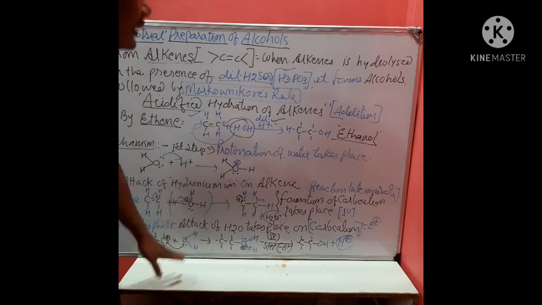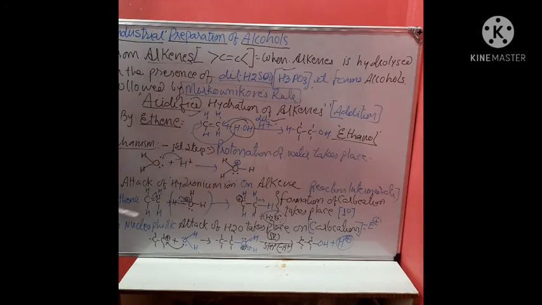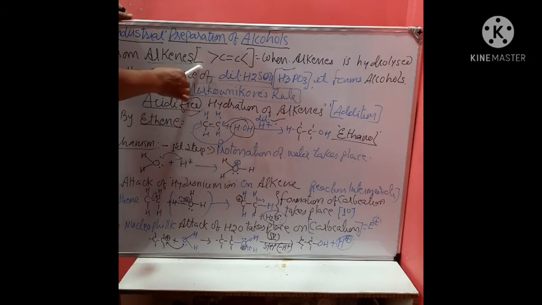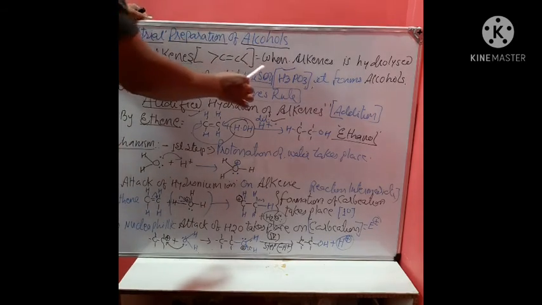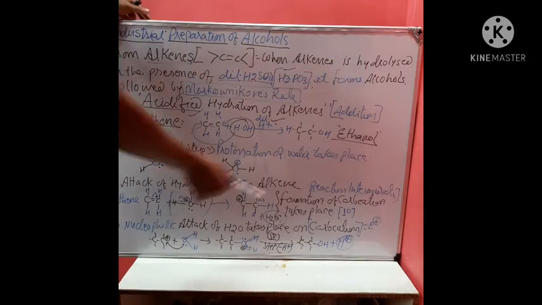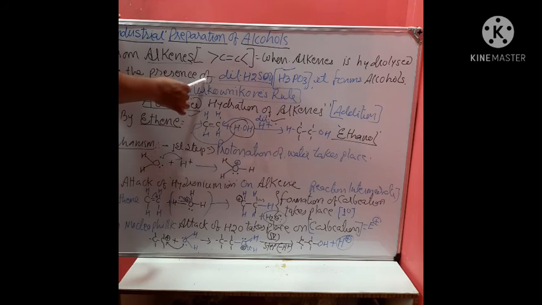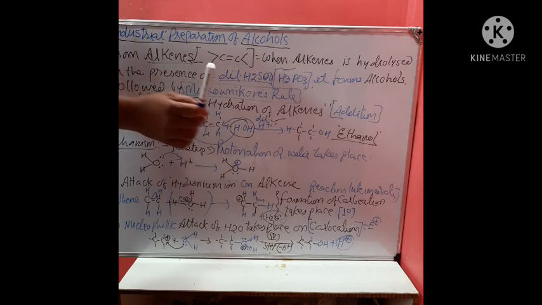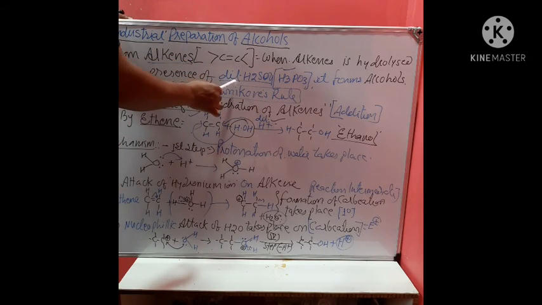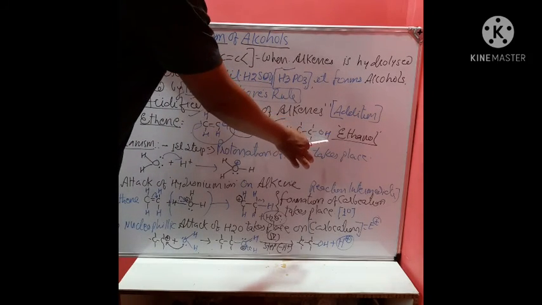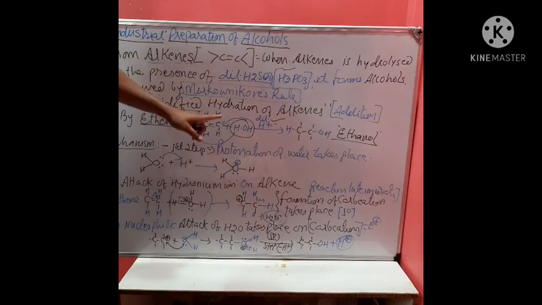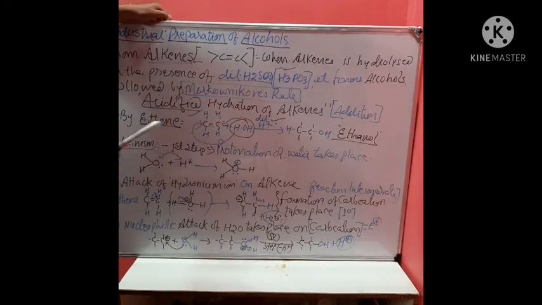Student, I told you this is the most important reaction. From alkenes. Alkenes can be denoted by C double bond C. I am not writing anything here; you can change any of the compounds here. The reaction is when alkene is hydrolyzed in the presence of dilute H2SO4. Student, I told you we have to use dilute H2SO4. Why? Because here the formation of alcohol takes place.